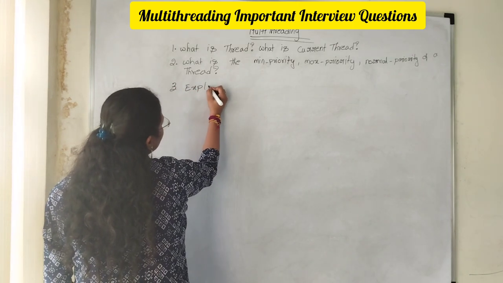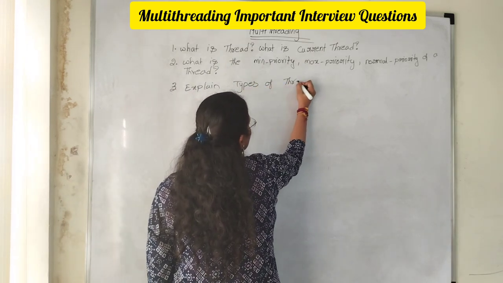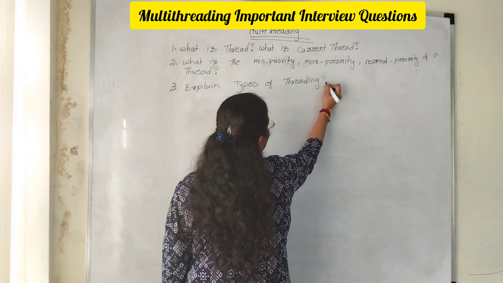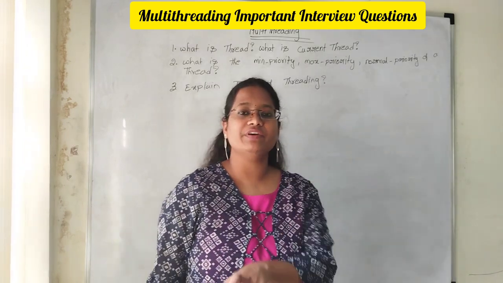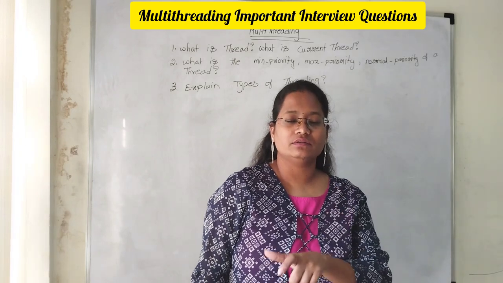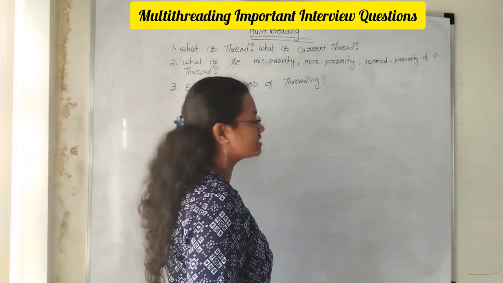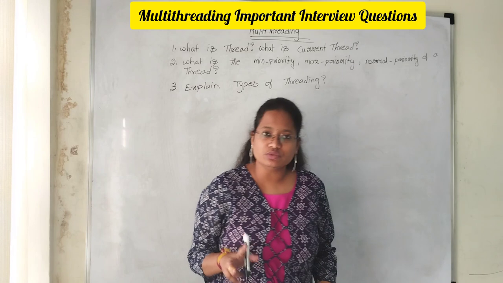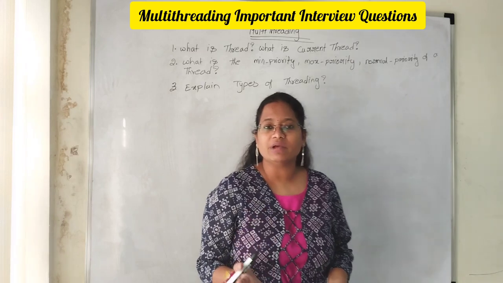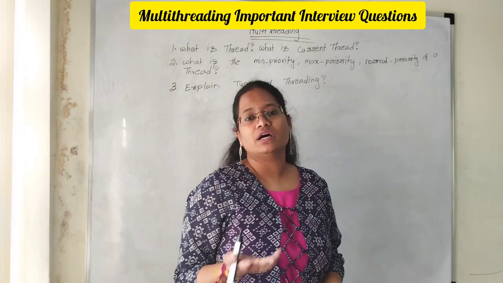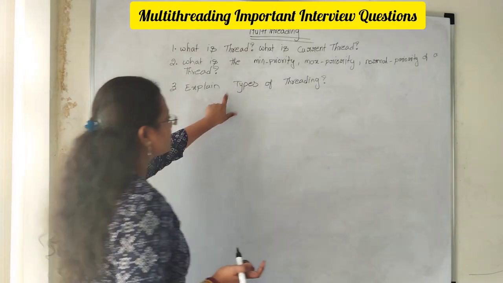Next, explain types of threading. That is nothing but process based threading, and you are having single threading and multi threading. Again, multi threading is divided into process based threading and multi-threading. You need to discuss all these topics and explain. If the interviewer asks explain types of thread, there are two types, single threading and multi-threading. What is single threading? What are the disadvantages with single threading? What is multi-threading? Like that, you need to explain types of threadings.